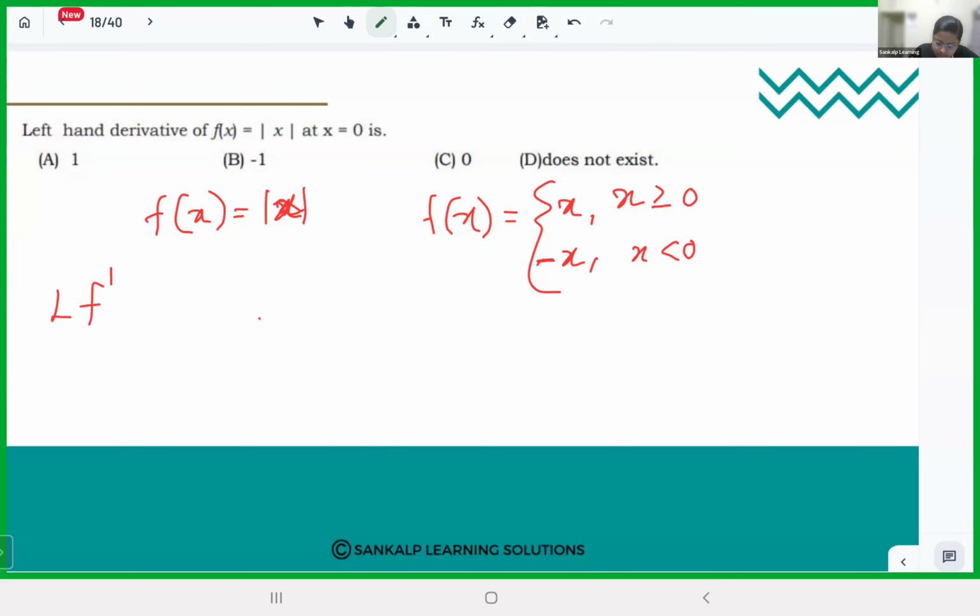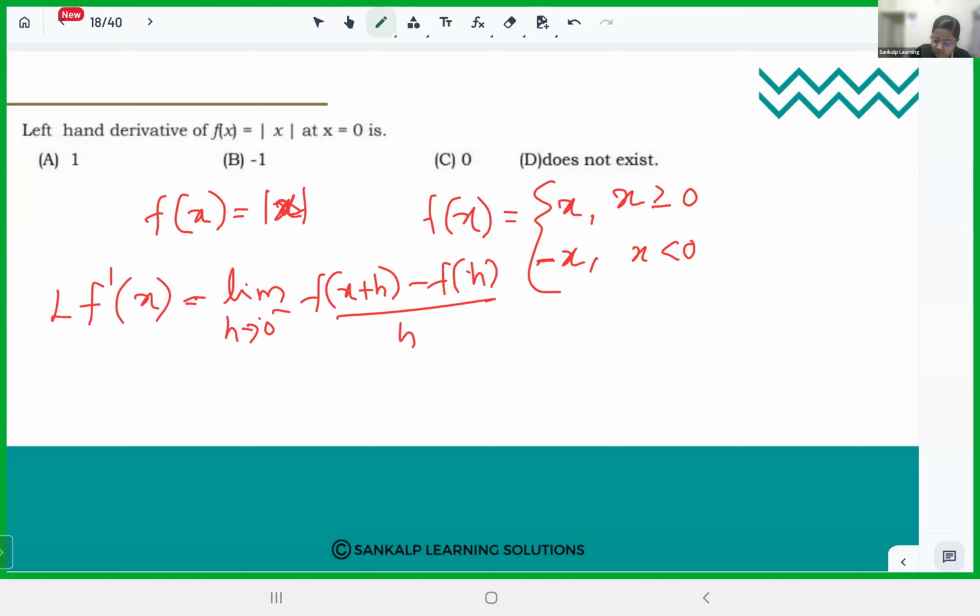And what you have to find out is the left hand derivative, which has the notation LF dash of x. And what is the formula? Limit h tends to 0 minus, since it is the left hand derivative, of f of x plus h minus f of x by h. So this is the formula.